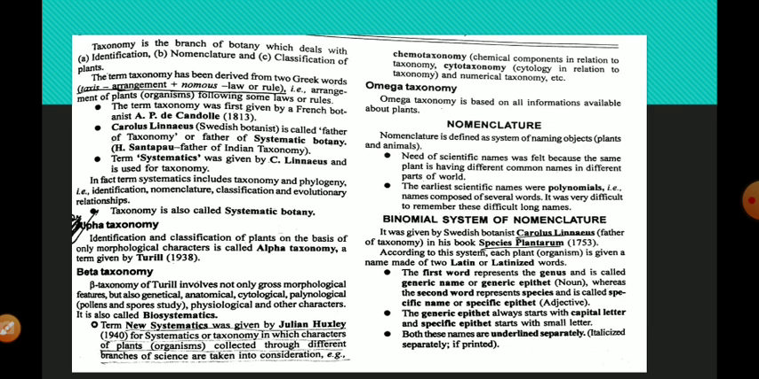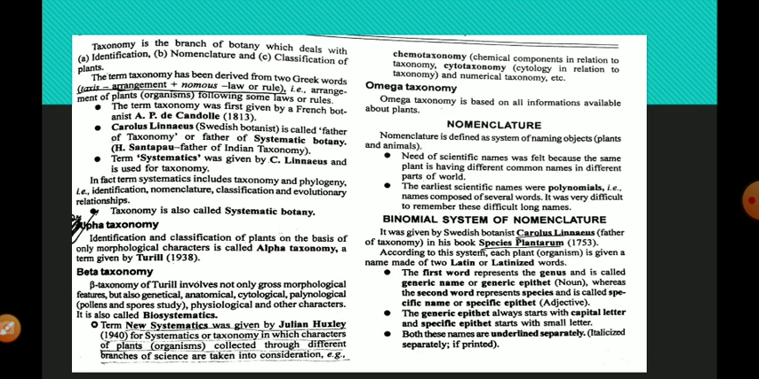The earliest scientific names were polynomials, that is, names composed of several words, and it was very difficult to remember these long names. So the binomial system of nomenclature came. First of all, Carolus Linnaeus, the father of taxonomy, wrote his book Species Plantarum. According to this system, each plant or organism is given a name made of two Latin words.